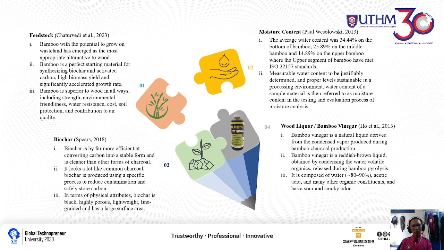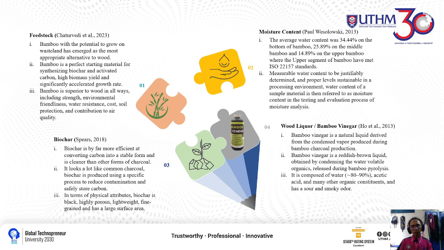Water content of a sample material is referred to as moisture content in the testing and evaluation process of moisture analysis. Third, biochar. Biochar is far more efficient at converting carbon into a stable form and is cleaner than other forms of charcoal. It looks like common charcoal. Biochar is produced using a specific process to reduce contamination and safely store carbon. In terms of physical attributes, biochar is black, highly porous, lightweight, fine grained, and has a large surface area.